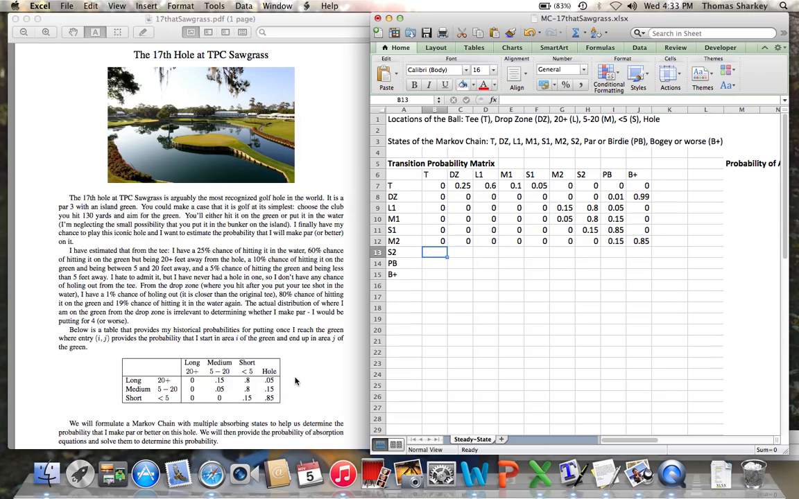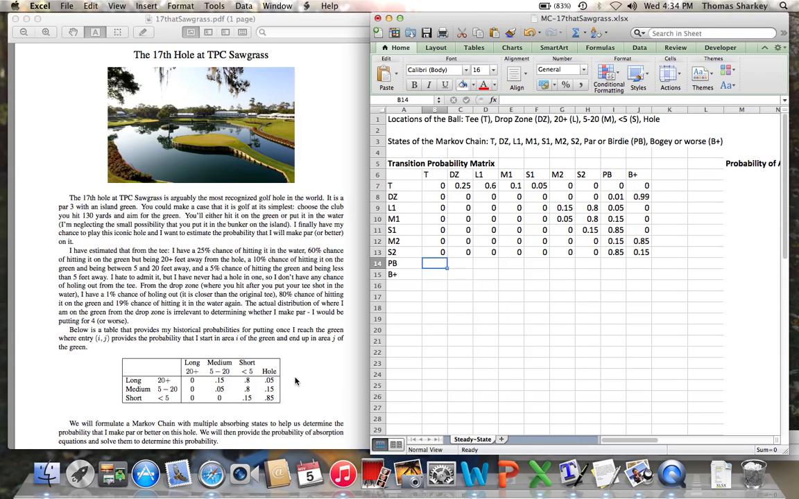And then S2, again, I either hole out or I don't hole out. So I hole out 85% of the time if I'm under 5 feet. If I hole out with my third shot, then I make my par. Otherwise, I make bogey or worse because I'm still on the green and I'm hitting my 4th shot.